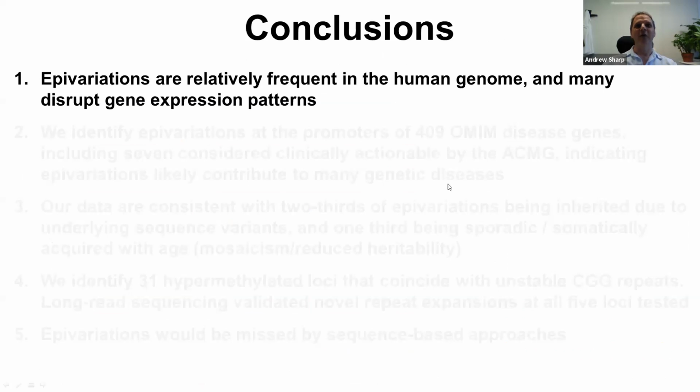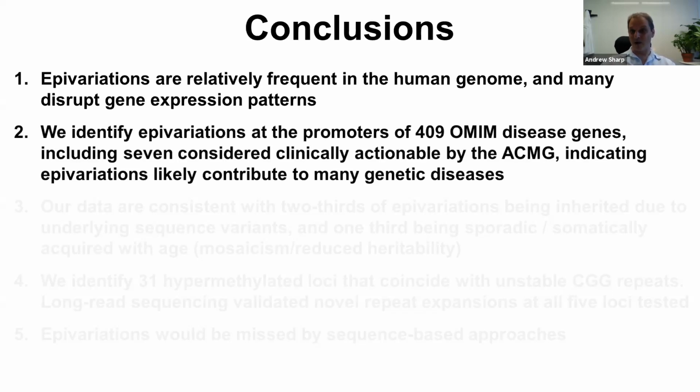And just to give you the conclusions from the study, this is really the first large-scale study looking at epivariations in the human genome, and we found these are relatively frequent events, and that a lot of these are doing important things, disrupting the expression patterns of important genes. In particular, we find more than 400 OMIM genes that have what appear to be potentially inactivating promoter methylation events, including several of these so-called ACMG genes. And this suggests that epivariations are probably contributing to many different genetic disorders.